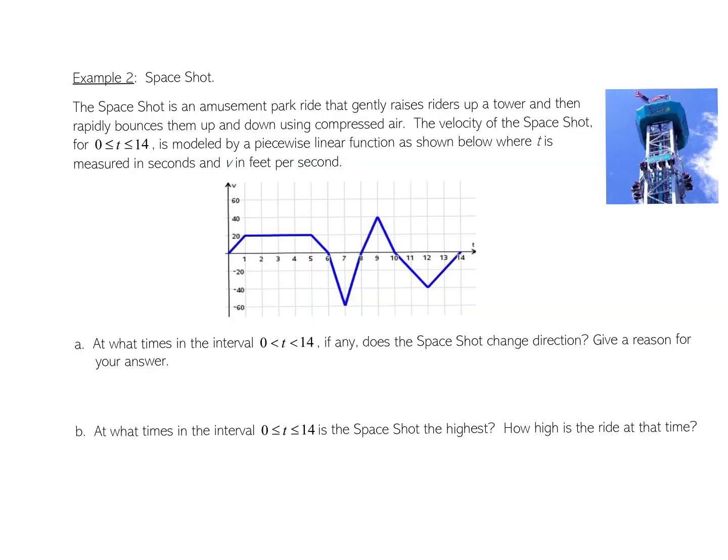Okay, so let's try an actual example, the Space Shot. The Space Shot is an amusement park ride that gently raises riders up a tower and then rapidly bounces them up and down using compressed air. The velocity of the space shot between 0 and 14 is modeled by a piecewise linear function shown below. T is measured in seconds, V is in feet per second. At what times in the interval from 0 to 14, if any, does the space shot change direction? Give a reason for your answer.